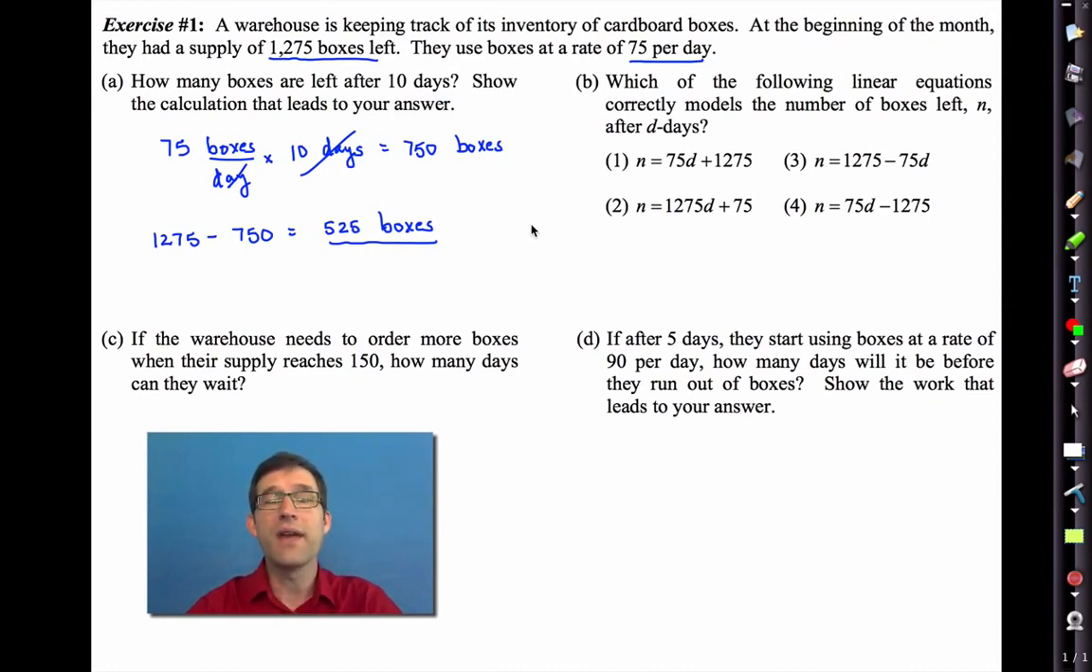Now, letter B then asks us to extend this, right? And this is actually almost the biggest thing in algebra. Can you now go from saying how many boxes are left after 10 days to how many boxes are left after D days, right? So N is the number of boxes, D is the number of days. Which of these four choices gives us the number of boxes left after D days? Okay, pause the video now and see if you can figure it out.